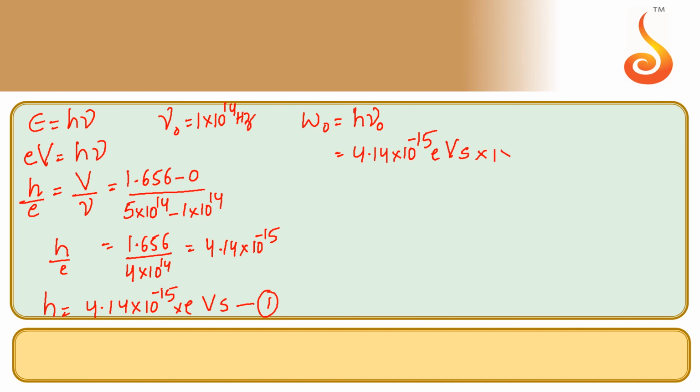So 1 into 10 power 14 Hertz means per second, so the second gets cancelled. So what we'll get? 4.14 into 10 power minus 1 electron volt, because 10 power minus 15 plus 14, minus 1 will be there. So finally 0.414 electron volt is the work function.